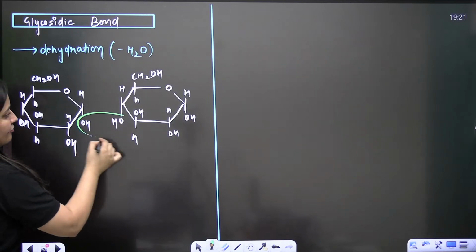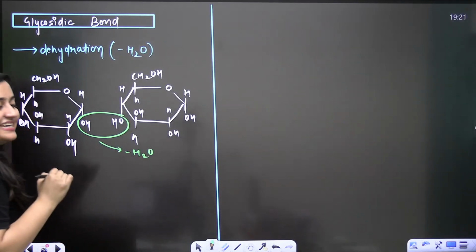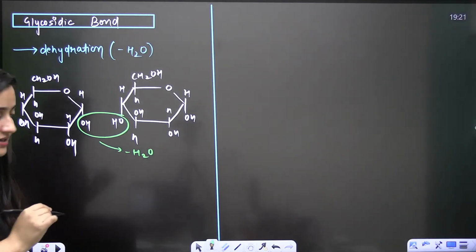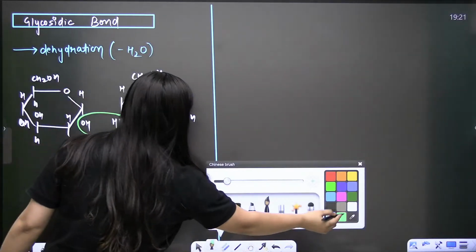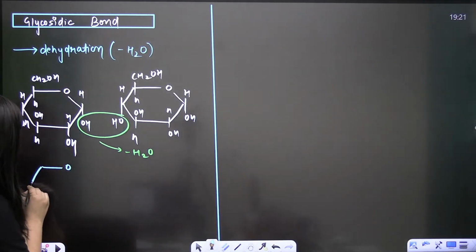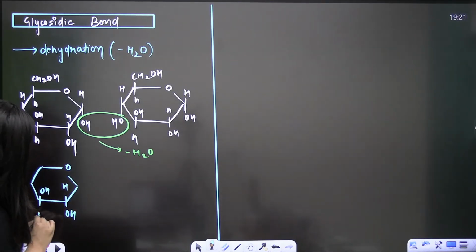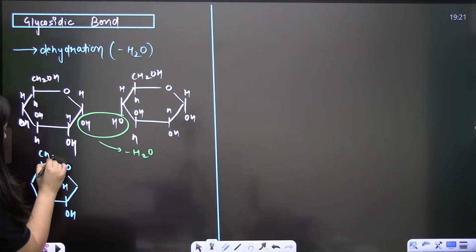Like let's say from this part, there will be the minus H2O. The dehydration is going to occur. Clear? What is going to take place here? The dehydration is going to occur. So after that dehydration, what will be the scenario? Let me tell you this thing first. Just look at it.